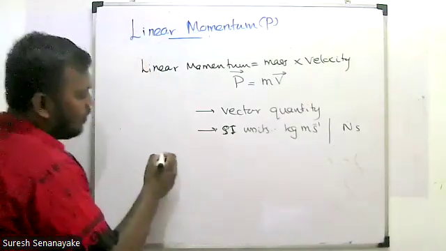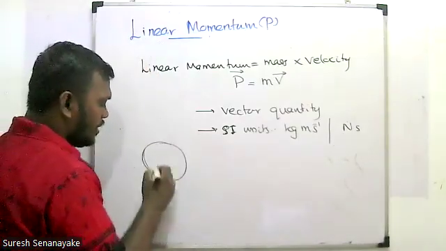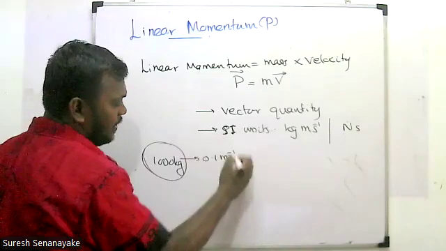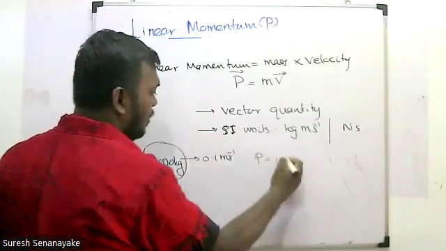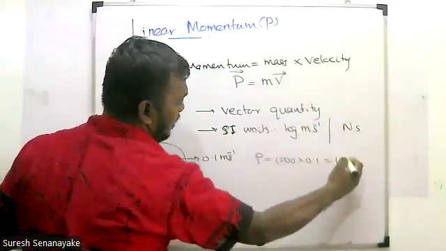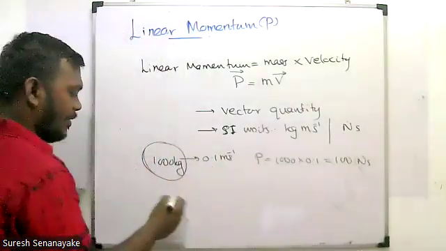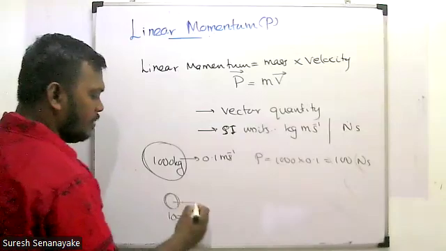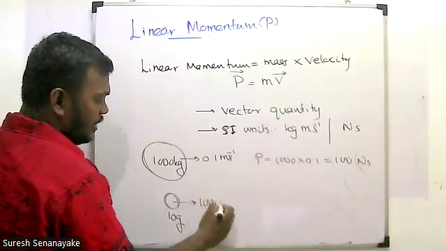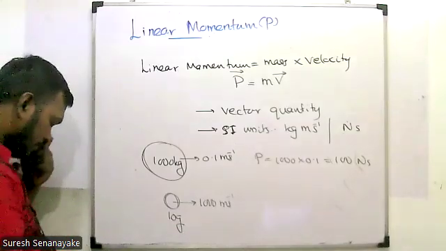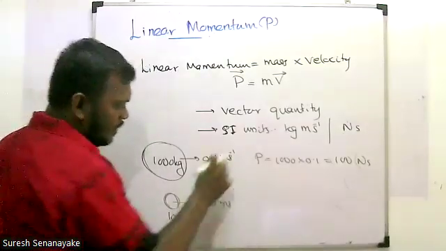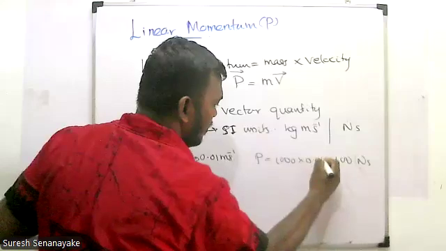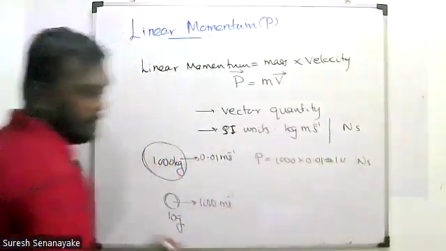Here, let's say you have a mass of 1000 kilograms, but it's moving with a speed of 0.1 meters per second. So the momentum of this body will be 1000 into 0.1, which is 100 Newton second. You have another mass, a smaller one, with 10 grams of mass, right? But it's moving with 1000 meters per second.